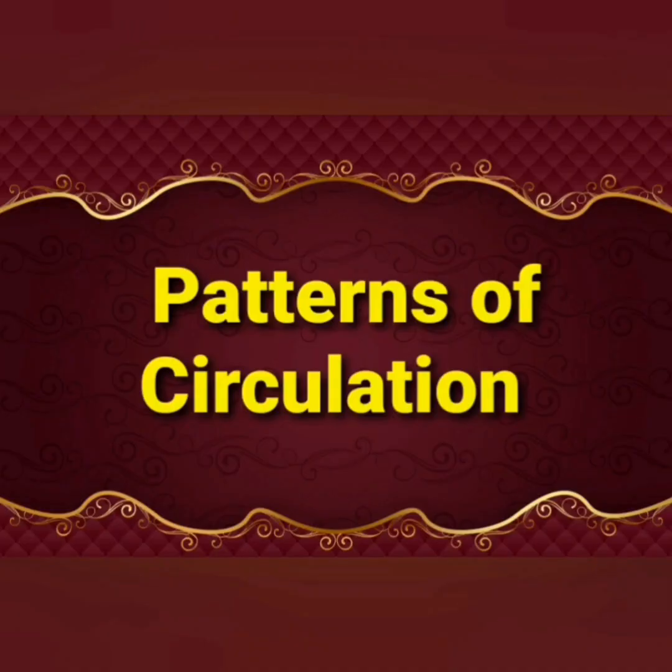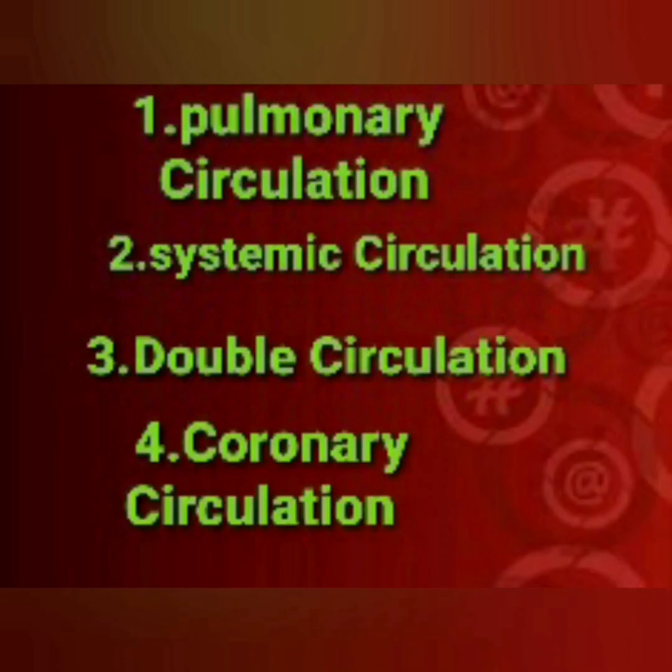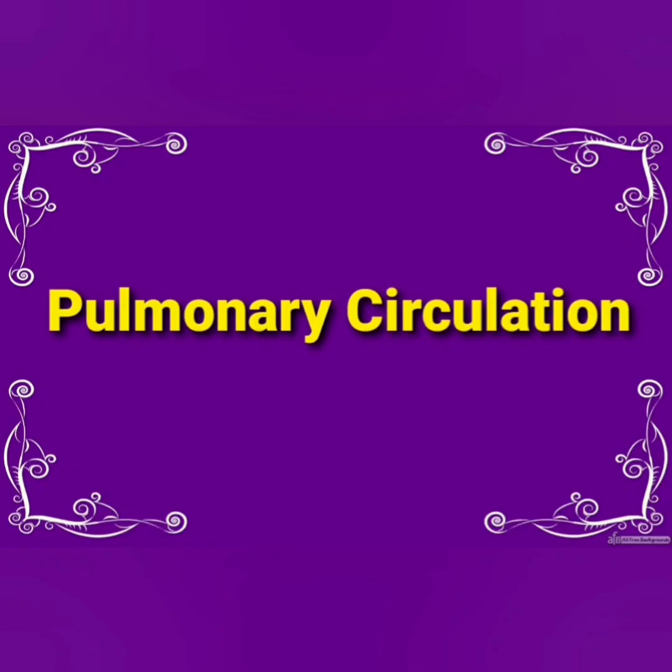Patterns of circulation. There are 4 different patterns of circulation, namely pulmonary circulation, systemic circulation, double circulation, and the 4th one is coronary circulation. Let us learn one by one. First is about pulmonary circulation.